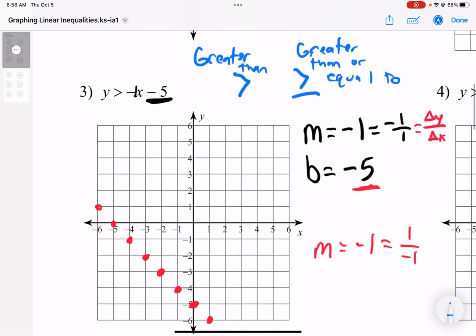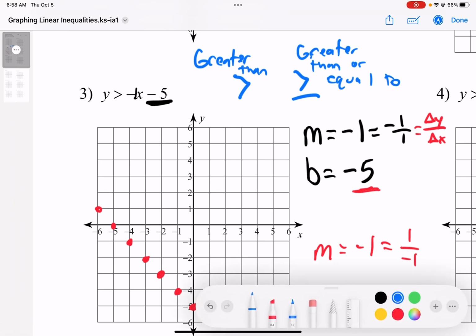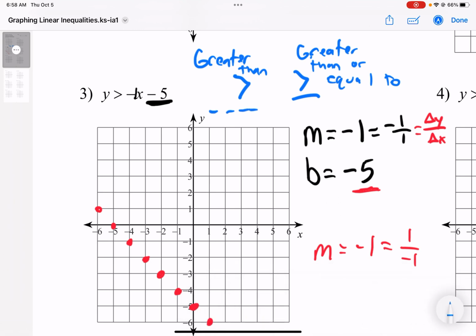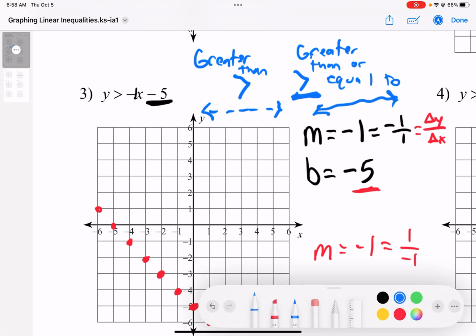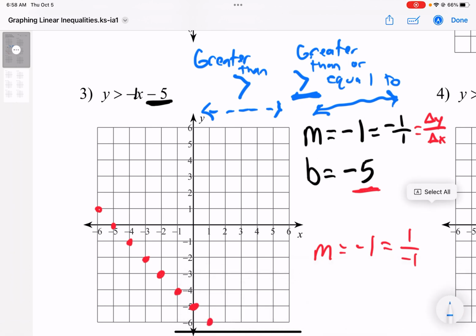And so what this means, this does not have an equal sign. So if there's no equal sign with it, I'm just going to do a dashed line. If there is an equal sign with it, if there's a solid line below the greater than sign, then I need a solid line as my line. So this is a greater than sign. There is no equals. So I'm going to connect these with a dashed line. So it might look something like this.